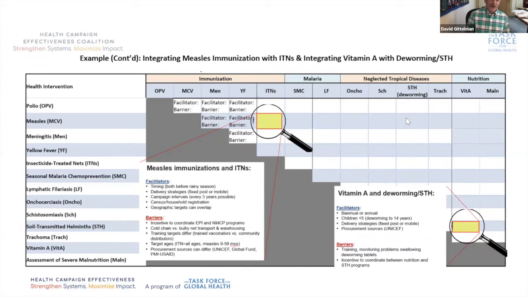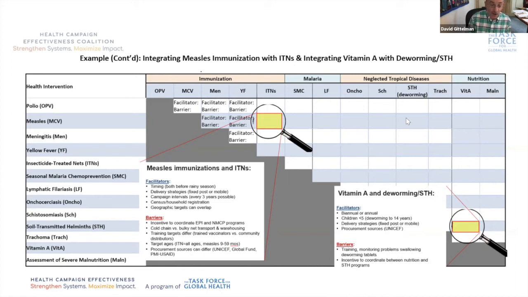And as you can see, very simply putting these things together, we gave just a few examples of what could be changed in the country context of what these facilitators and barriers could be. So starting with measles immunizations and ITNs, many of you were involved with some of these, a decade or more ago for providing measles immunizations and ITN distribution. So we listed a few facilitators about the timing, that the census and household registration data could be shared. The campaign intervals rather are approximately every 3 years if they are doing campaigns for MR.